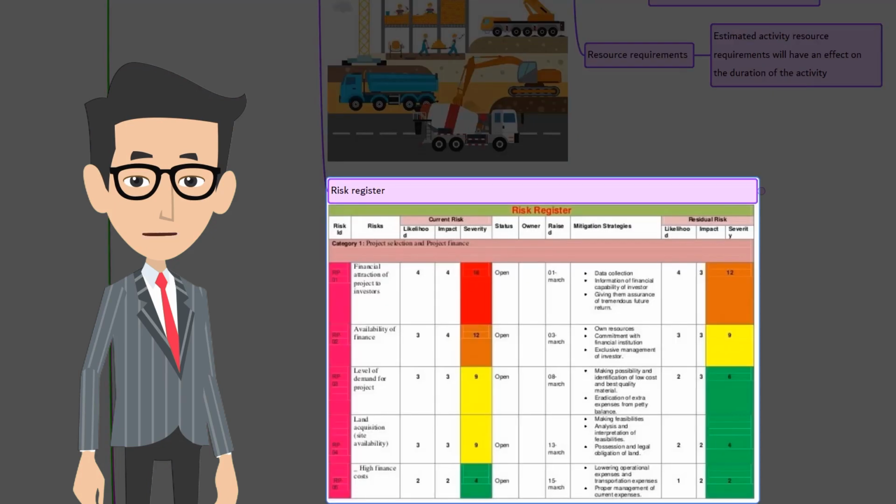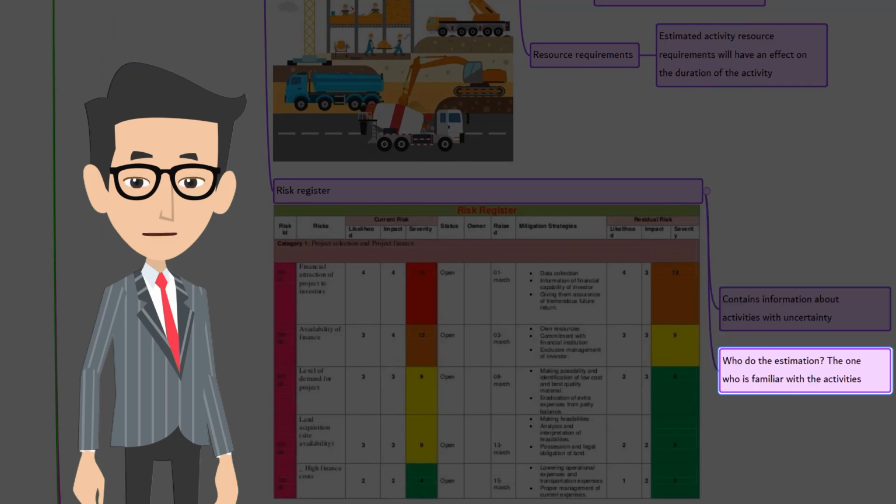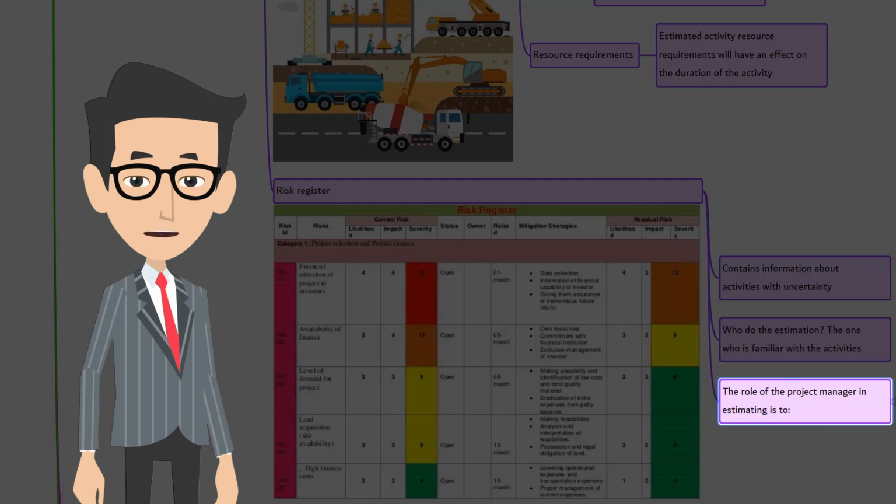Now, the next one is risk register. Risk register will contain the information about the list of activities that have high uncertainty or ambiguity. Let me ask you a question and you know the answer already. Who does the estimation? Those who will do the work or those who are most familiar with the activities will do the estimation. Here, what is the role of a project manager? Interesting question, right? Let's look at it.